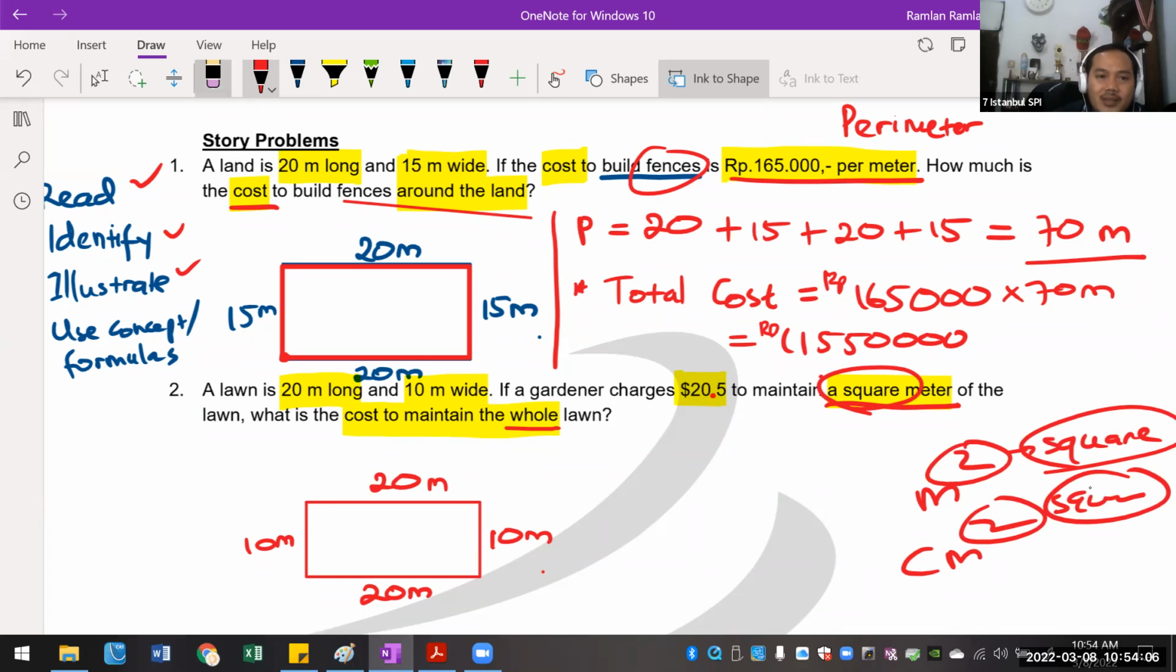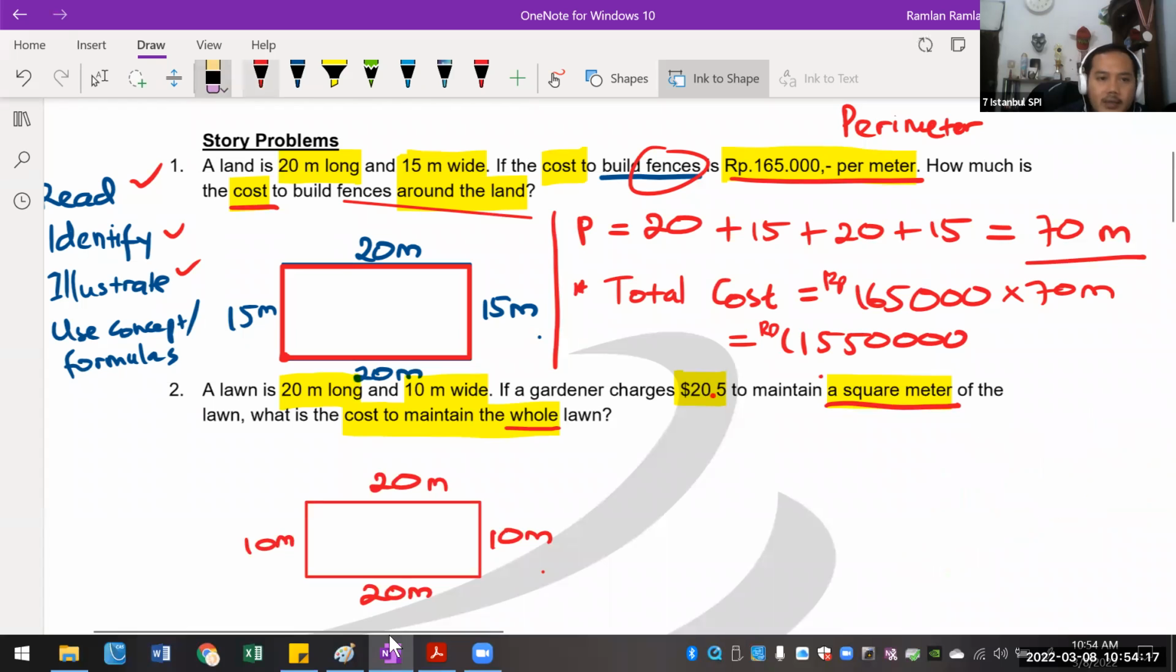Sebentar guys. Oke, ini kadang-kadang suka error ya. Sebentar. Okay, I'm gonna erase that. So I'm gonna write down the concept of area. The area is how many square units inside the shape. And then we're talking about a rectangle. Okay, so what is the formula then?